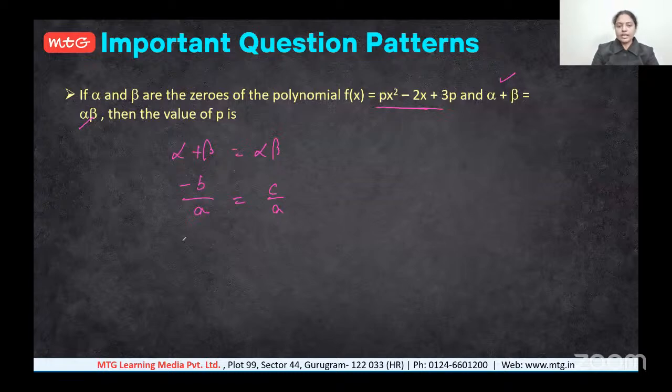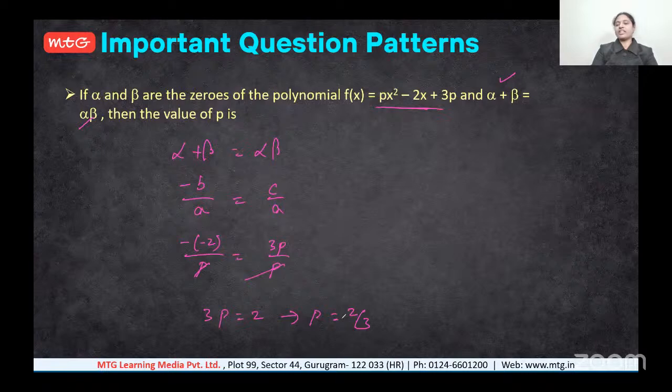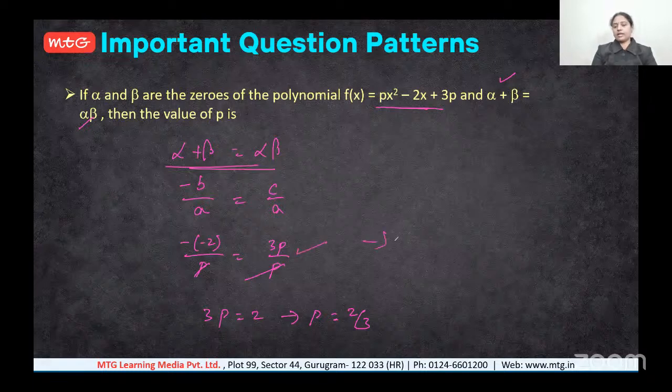So minus b by a is minus of minus 2 by p, and here you get 3 by p. So p gets cancelled. You are getting 3p is equal to 2, which gives you p value as 2 by 3. So again, you are supposed to write the steps in this. Now, suppose it is a 1 marker, you are using the relation given to make a statement relating the coefficients for this half mark. And again, solving for the value of p, you are getting 1.